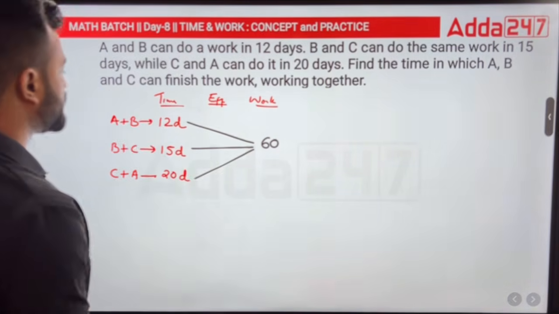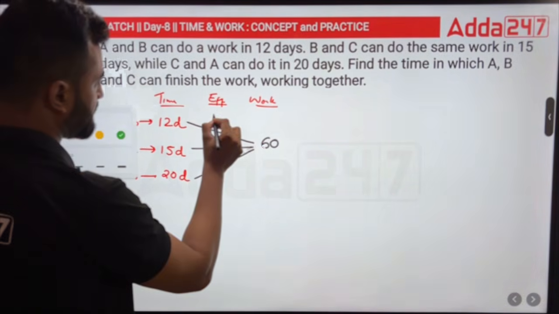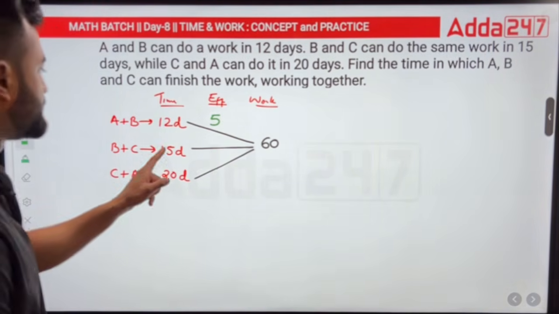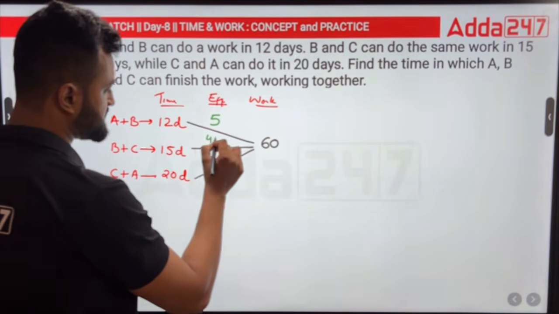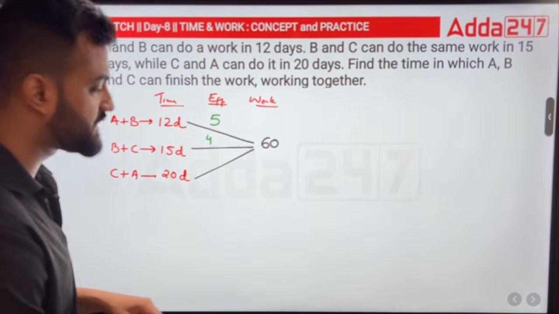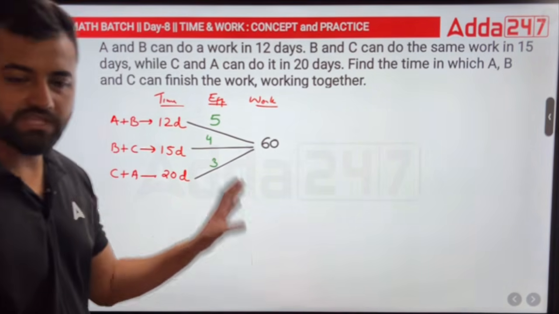In 12, what should I multiply to get 60? You would say multiply 5 and we'll get 60. In 15, what will I multiply to get 60? In 15 you multiply 4. 15 4s is 60. And in 20, what will I multiply to get 60? In 20 I'll multiply 3 to get 60. So we have got the efficiency.